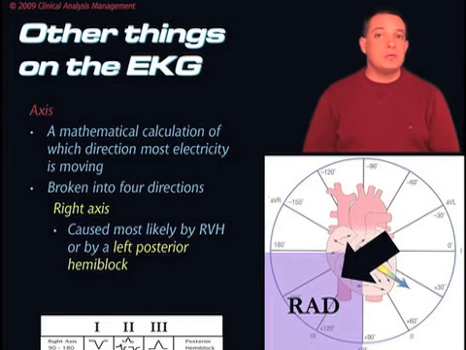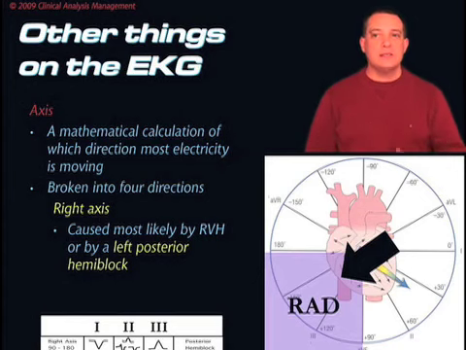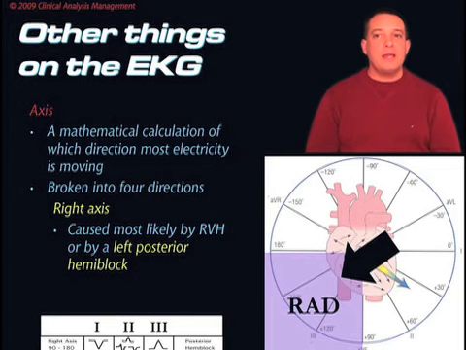And probably the most common place where you see this, you see right axis deviation all the time in people that have COPD, because if you've got COPD, a lot of times you get cor pulmonale, and with cor pulmonale you get that big huge right ventricle, and so we would see right ventricular hypertrophy and we would see a right axis. Now, the other thing that can cause right axis deviation is a posterior hemiblock. So remember again, with the anterior hemiblock, we said we would see left axis deviation. With a left posterior fascicle block, with a left posterior hemiblock, we would see right axis deviation.